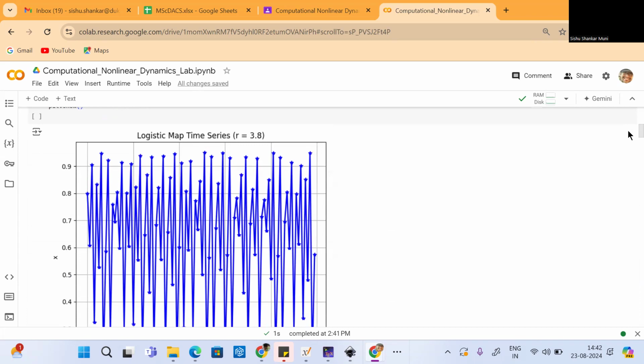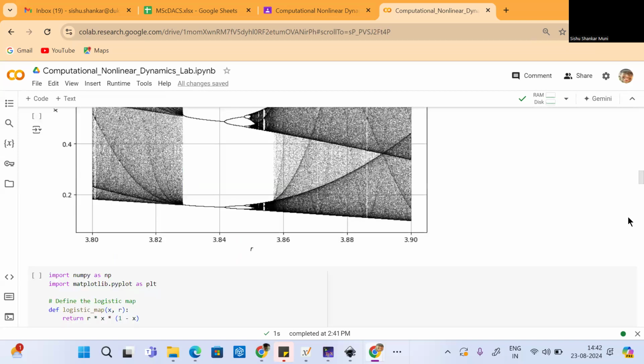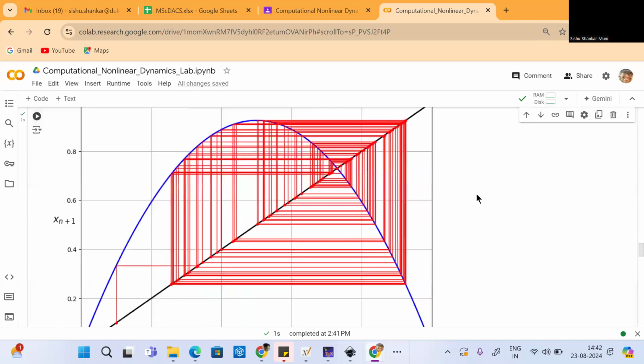If you want to look into the cobweb of the chaotic structure, it should not repeat. If you have a regular structure, then it is repeating itself. But chaos never repeats. Therefore, for the diagram at r equal to 3.7, the structure is still not repeating. How many iterations you run, it will keep on going.